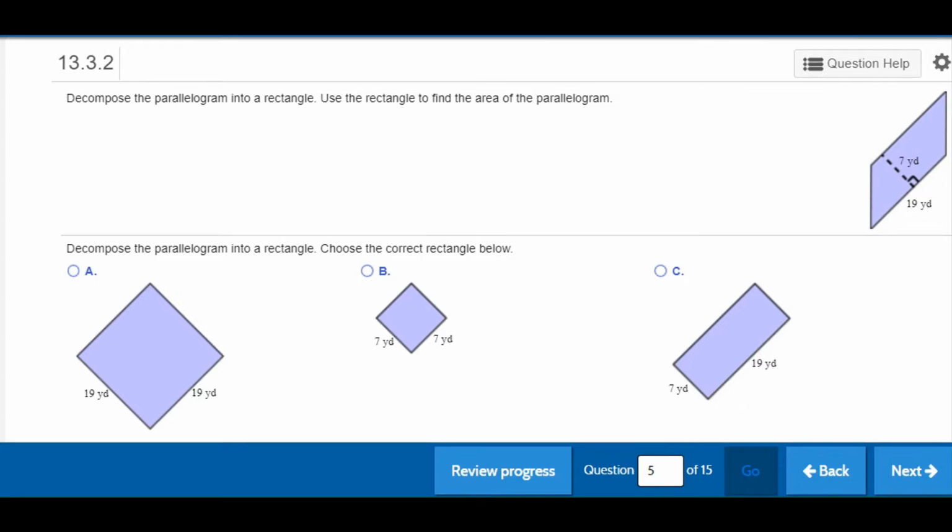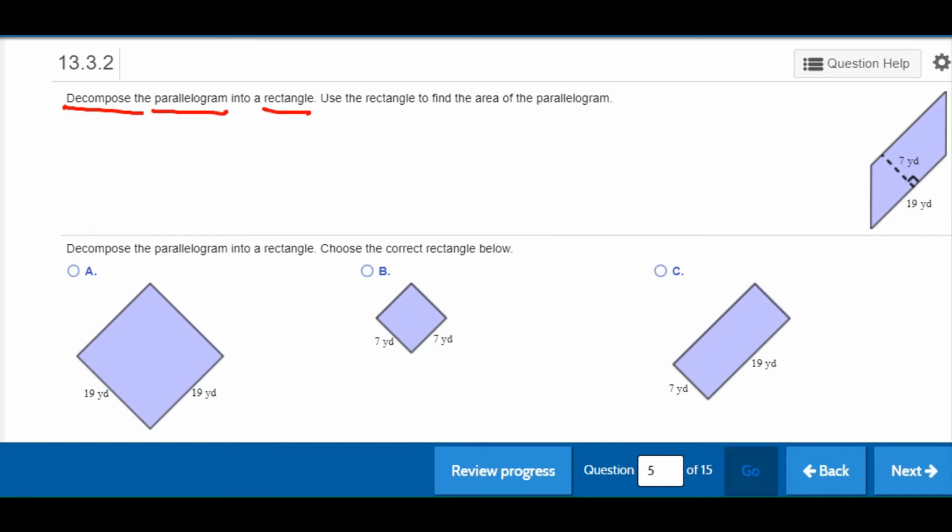So this is question number 5. Decompose the parallelogram into a rectangle. Use the rectangle to find the area of the parallelogram. First off, it said in the question, decompose. Decompose means to break apart the parallelogram into a rectangle.